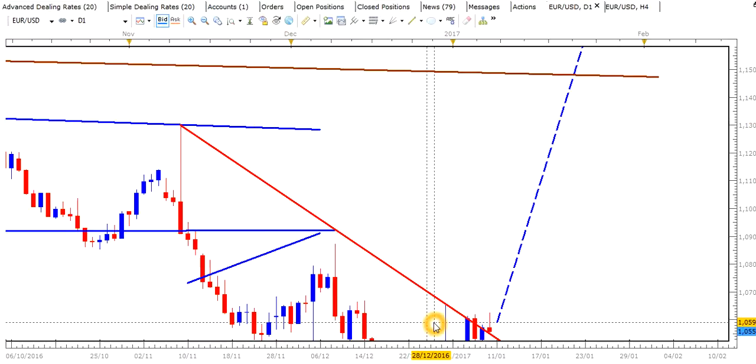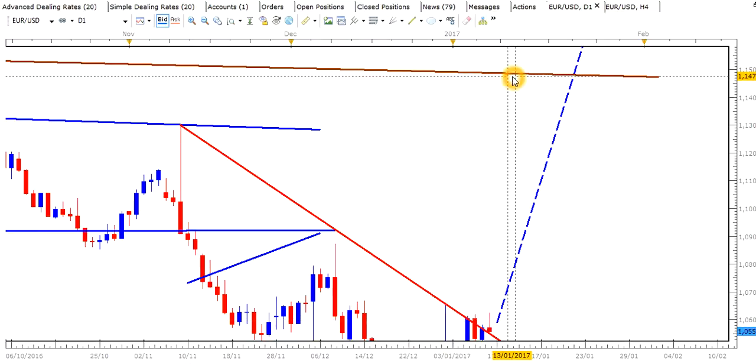Where we are now is 105.90. Let's just round this off to 10600. The resistance boundary is at the 114.75 level. So we're talking about just over 800 pips in terms of the movement that would take place towards the resistance boundary.